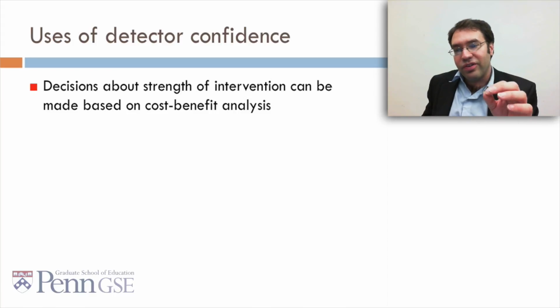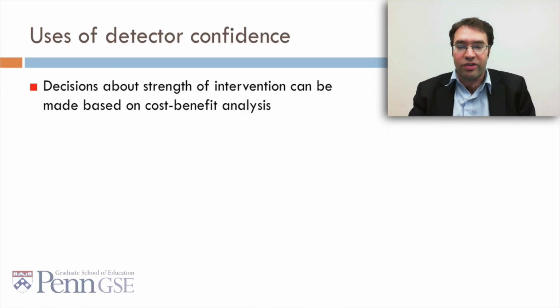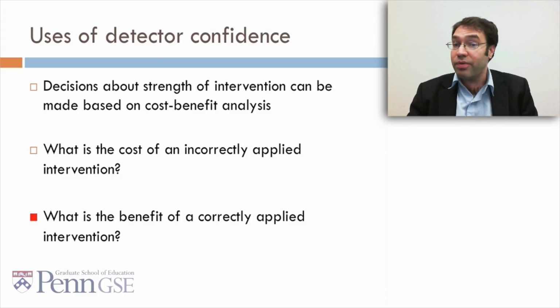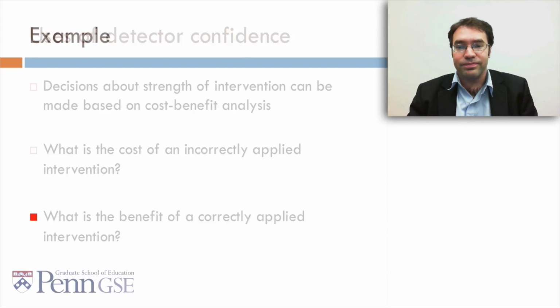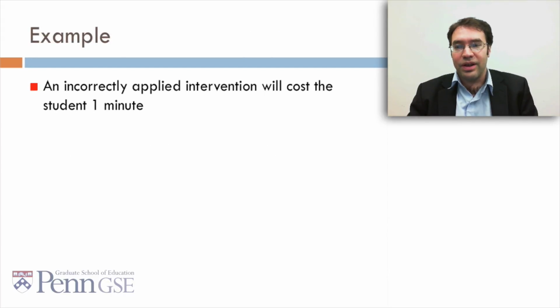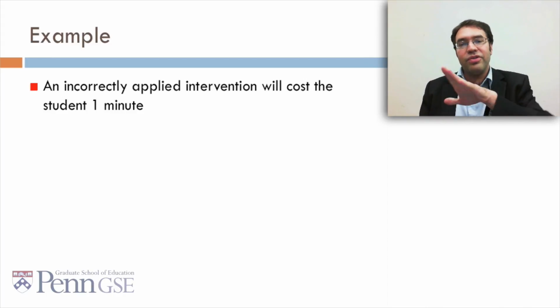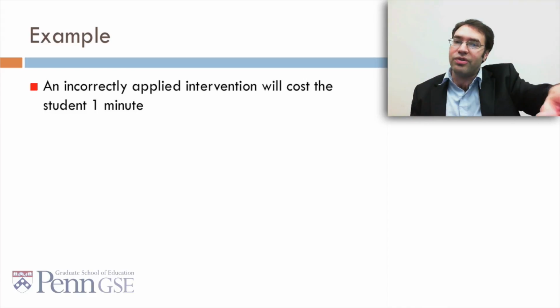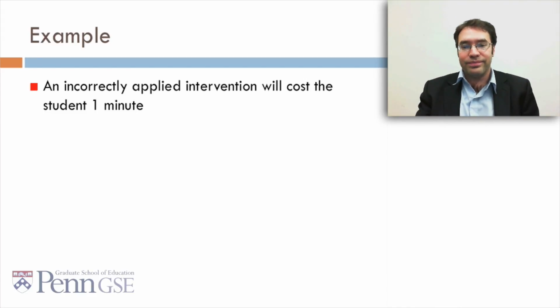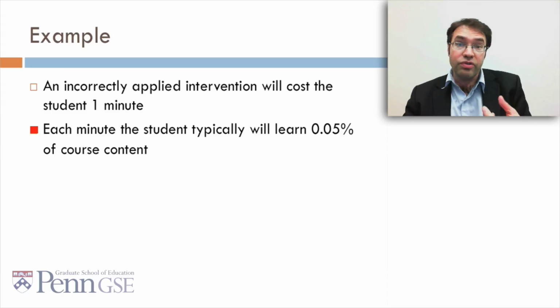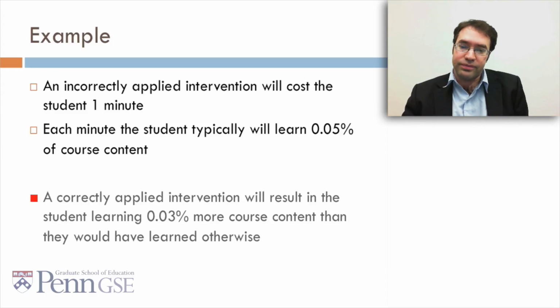Now, these decisions about the strength of intervention can be made based on a cost-benefit analysis. You have to ask, what's the cost of an incorrectly applied intervention compared to what's the benefit of a correctly applied intervention? Let's look at an example. Let's say that an incorrectly applied intervention will cost the student 1 minute of time. So there's no cost to learning, it doesn't drive the student away, but the student loses a minute of their time. And each minute, the student is typically going to learn 0.05% of course content. So there's a real cost to losing that time.